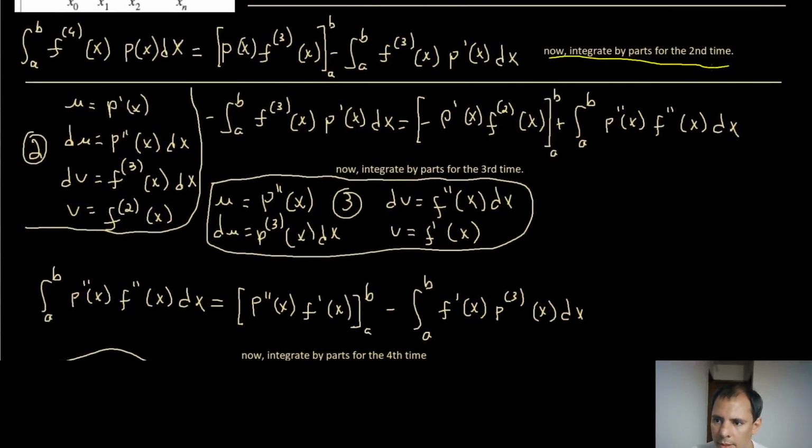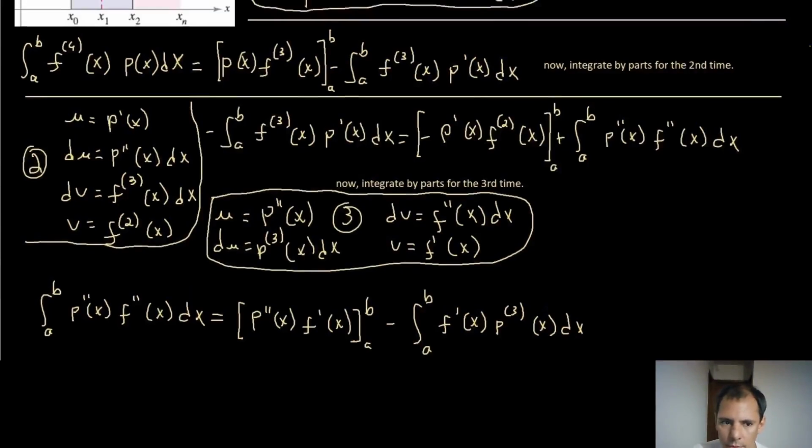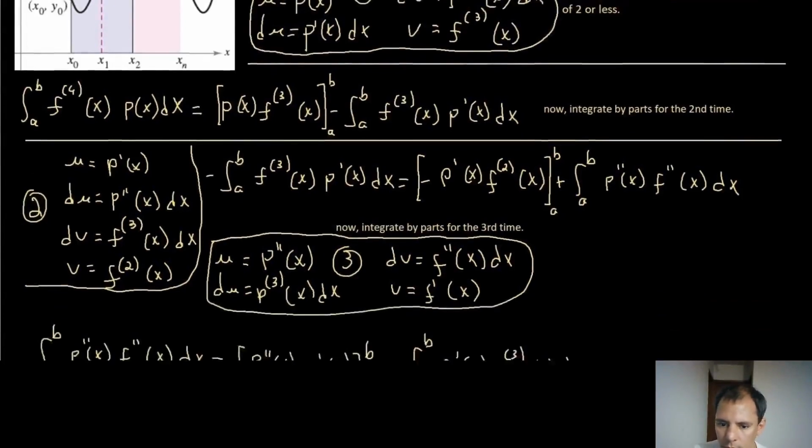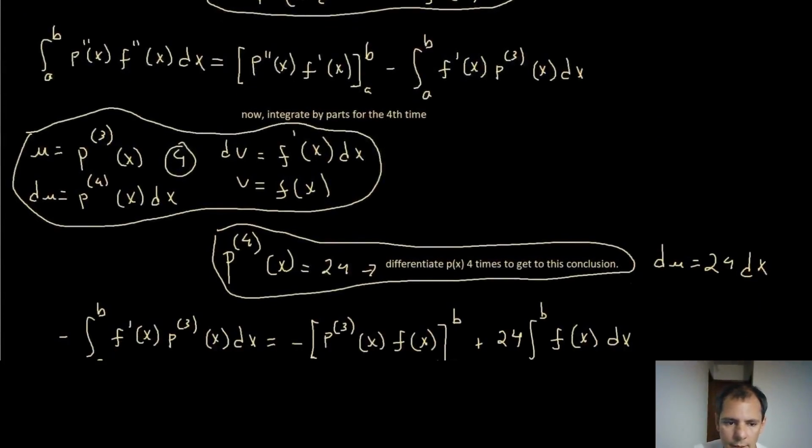We integrate by parts the second time. So these numbers that you see in here, the 1 means that it's being integrated by parts once, and you got a 2 here, and then you have a 3, and then you have a 4. So you integrate by parts 4 times.